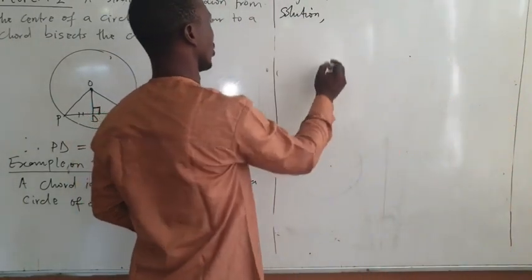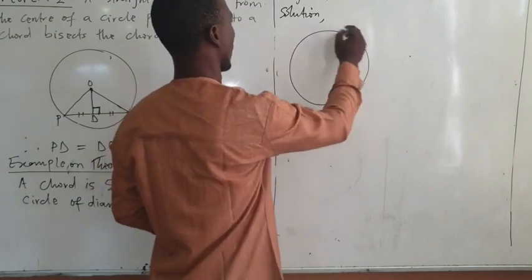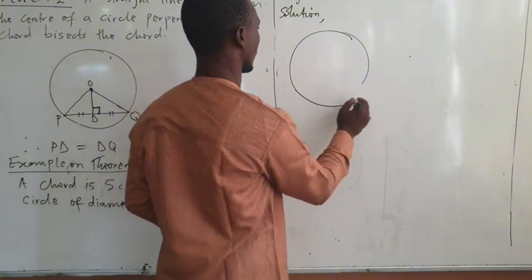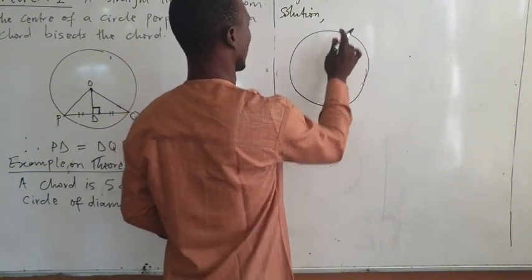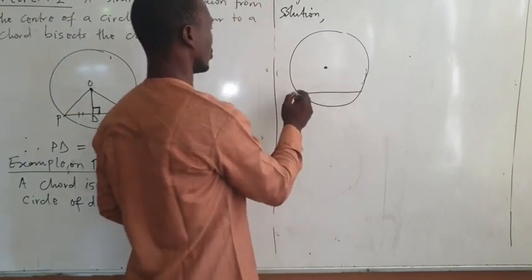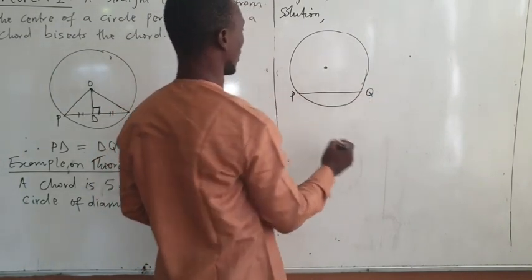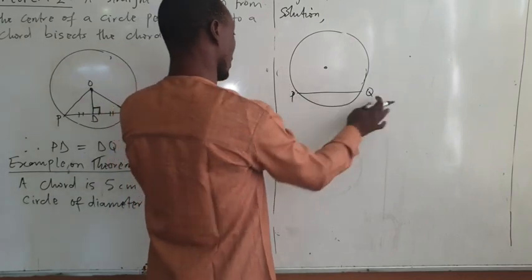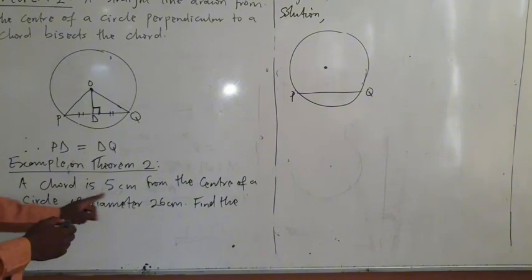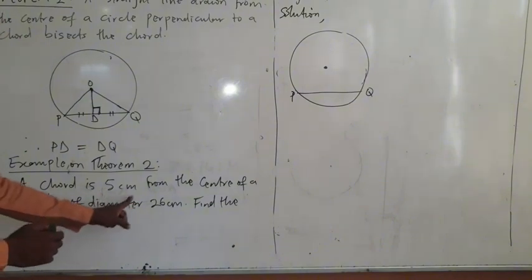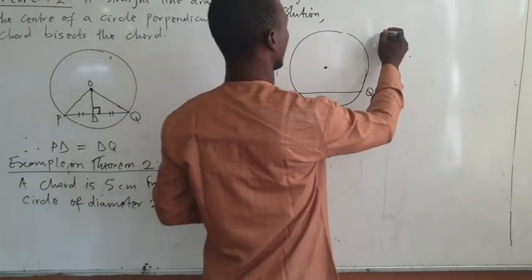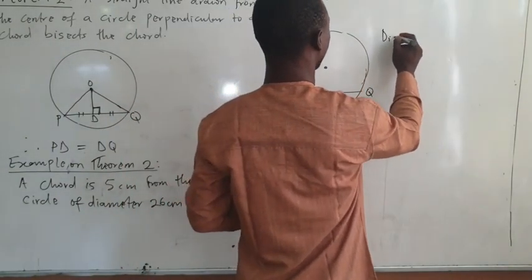The first thing to do, you draw your circle. Then after that, you locate the center of the circle. Then form your chord. So we have PQ. It can be any letter, it can be AB. Then the diameter is given as 26 centimeters.